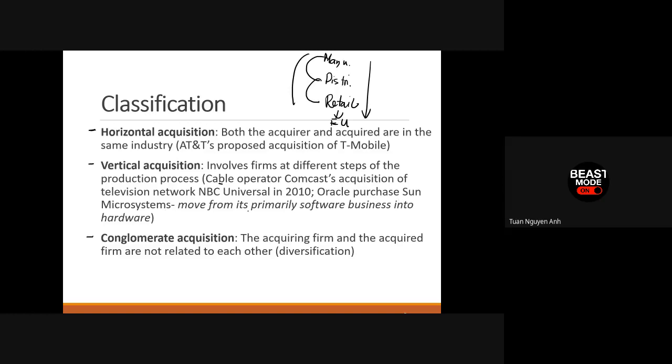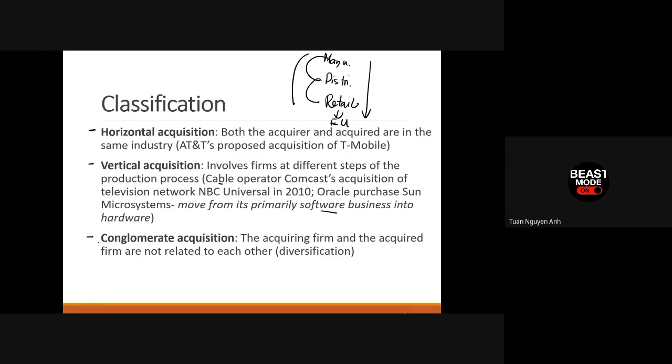So Oracle moved from its primarily software business. On the first day, Oracle was only a software company, but now they buy Sun Micro, so they have some hardware to deploy their software. So this may be called a vertical acquisition.